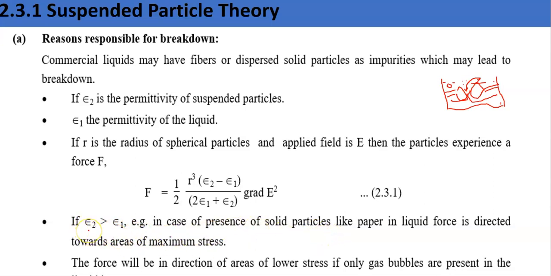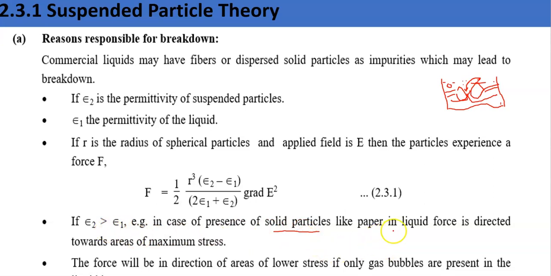Why is the permittivity of the impurity higher than the liquid? Because we are considering an impurity solid particle. In the next theory, gas and bubble, it is not solid, so that permittivity will be less than the liquid, because the permittivity of air is less than the liquid. The permittivity of a solid is higher than the liquid. So in this theory we are considering solid particles, and definitely the permittivity of a solid is higher than the liquid.